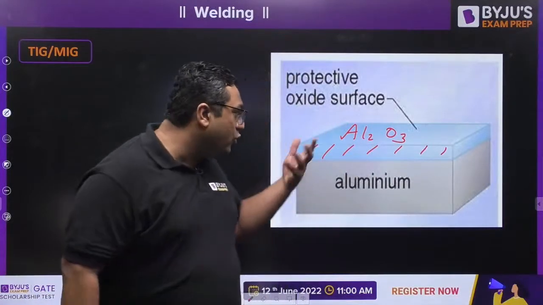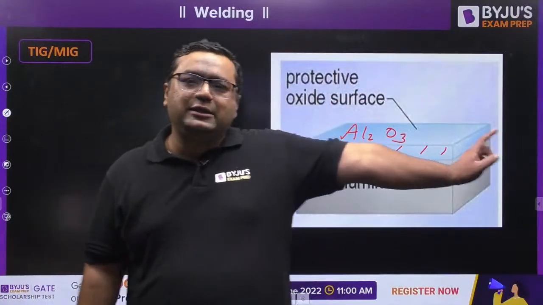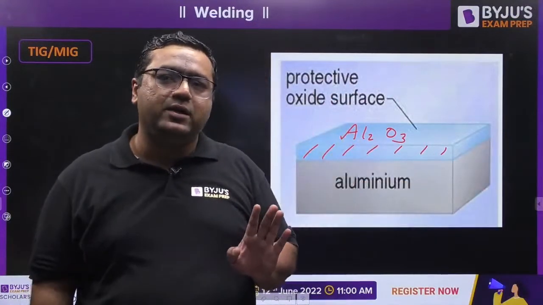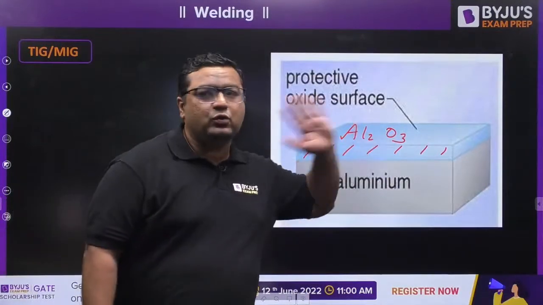Okay, so if you want to weld it, you need to remove this layer. Until Al2O3 is present, we cannot weld it directly. So if you want to weld it, my dear, we need to remove this Al2O3.